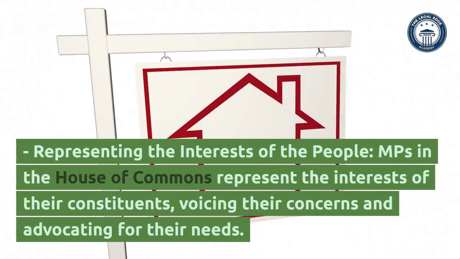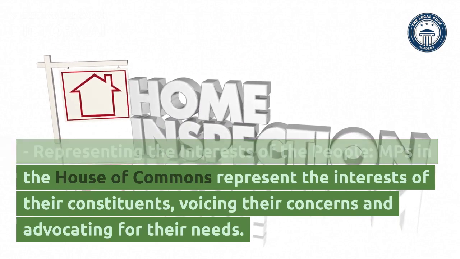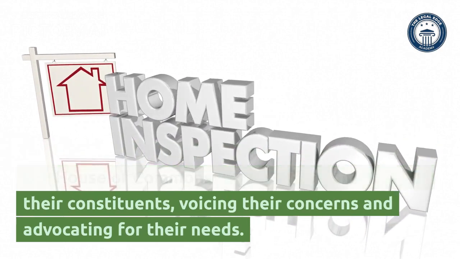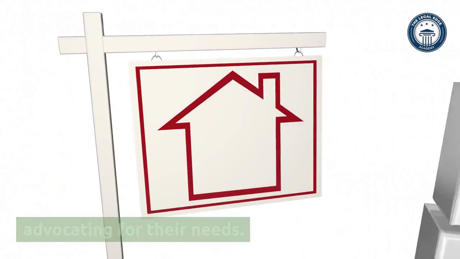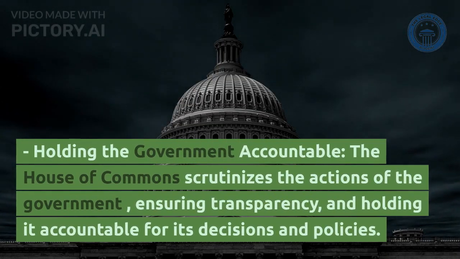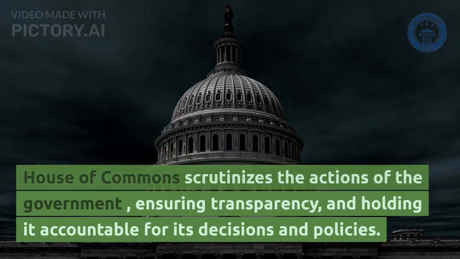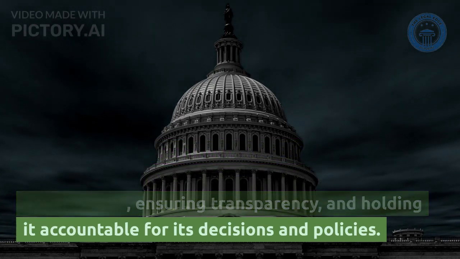Representing the interests of the people, MPs in the House of Commons represent the interests of their constituents, voicing their concerns and advocating for their needs. Holding the government accountable, the House of Commons scrutinizes the actions of the government, ensuring transparency, and holding it accountable for its decisions and policies.